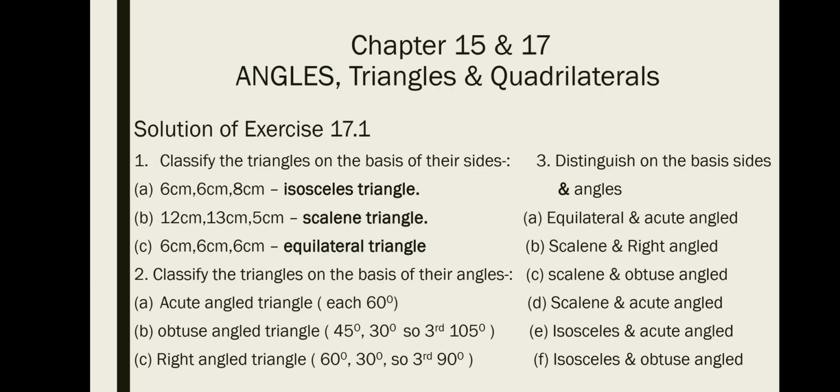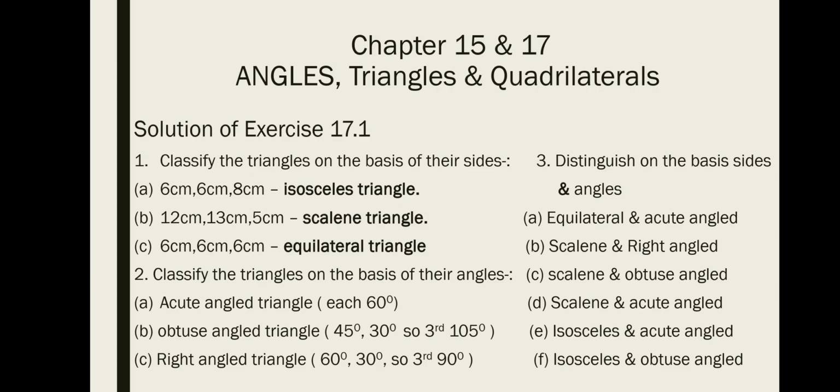Second one, classify the triangles on the basis of their angles. Here also, the first one they have given each 60 degrees. So it is an acute angle triangle, because 60 degrees means acute angle. It will be equilateral also, but we have to name it in a different way. So here you have to write acute angle triangle because angles are shown. When only angles are shown, you have to write it on the basis of angles.